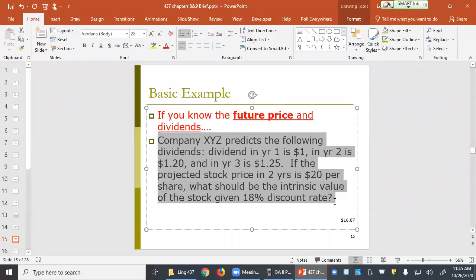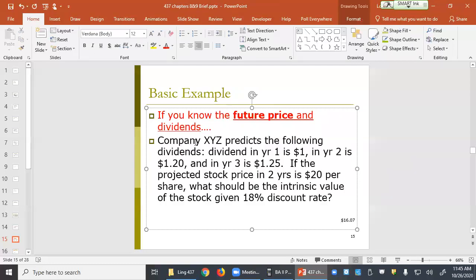And I would like to see what you guys can remember from Finance 330 and 332. So now we'll have a company called XYZ that predicts the following dividends. It predicts that the dividend in year one is going to be $1. So let me draw a timeline.